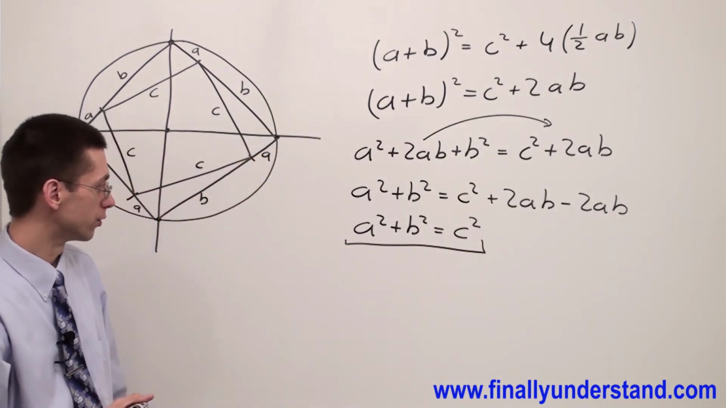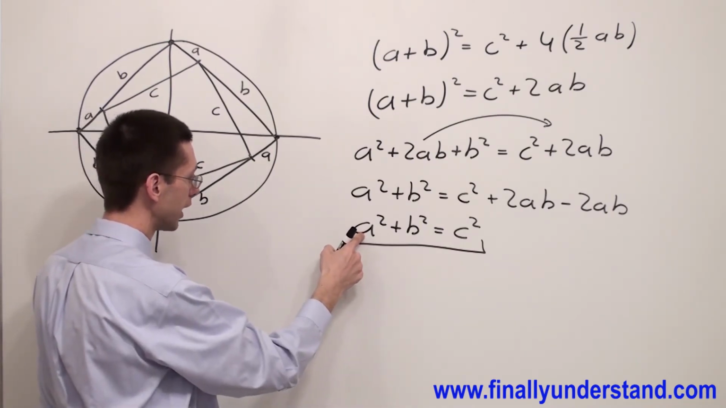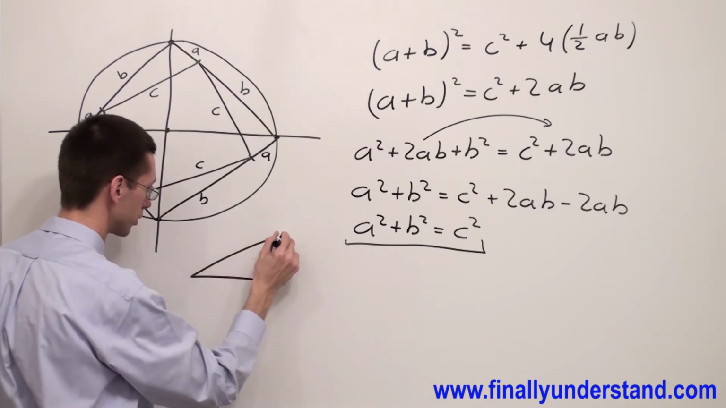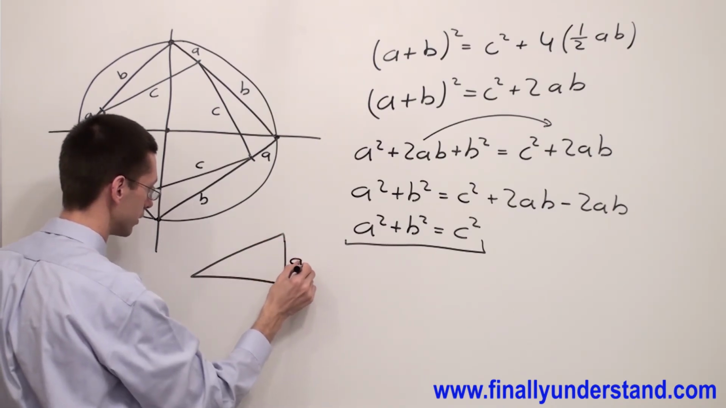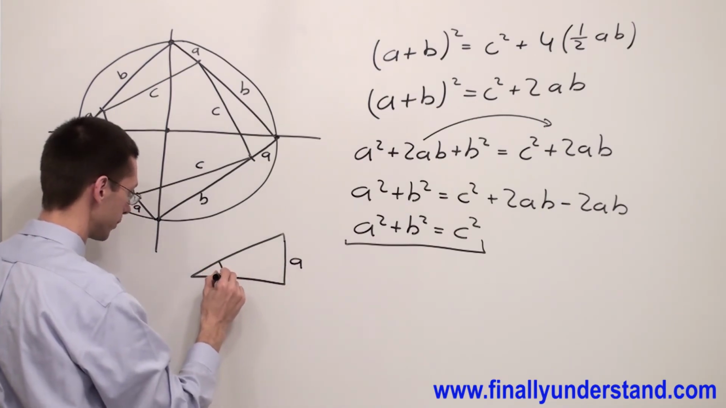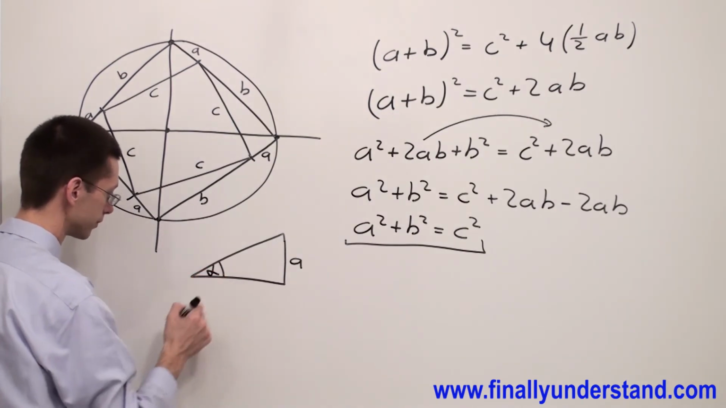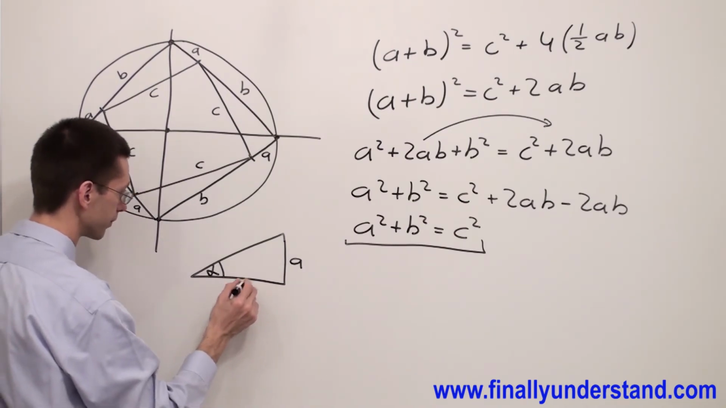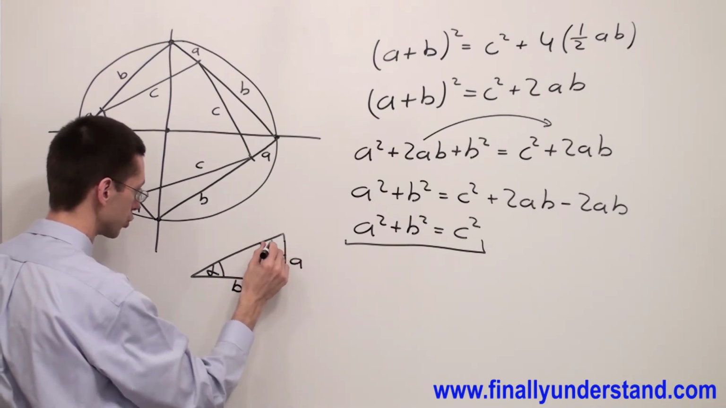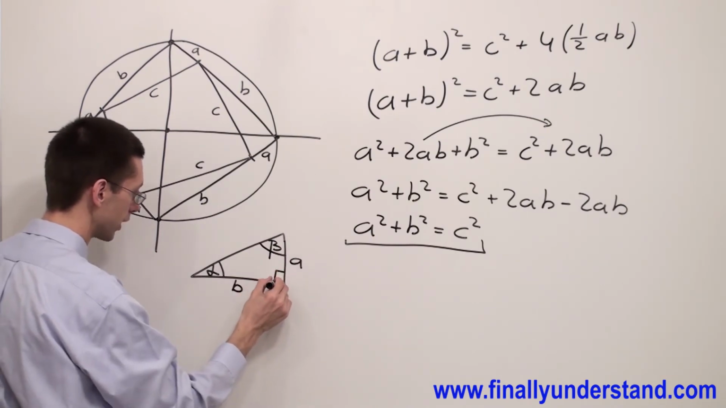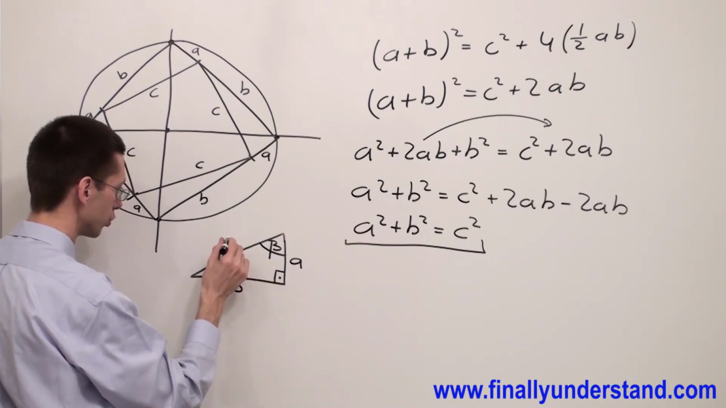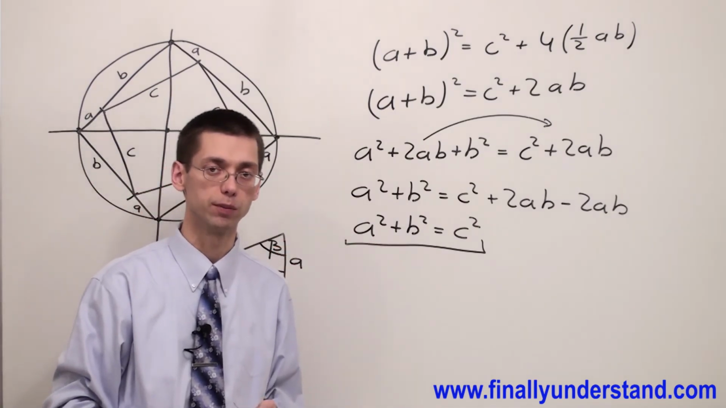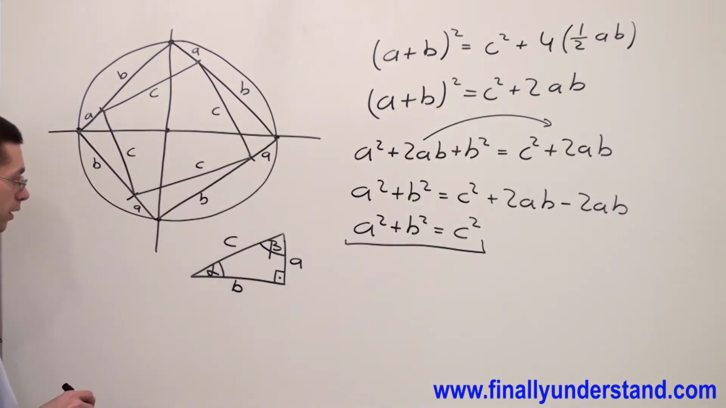Now let me continue. Let's say I'm talking about A. This is the side which is opposite to my angle alpha. This side, which is called adjacent, is going to be called B, and the angle opposite to this side is called beta. And this is my right angle, and the side opposite to the right angle is called C. Okay, so this is my triangle. The Pythagorean theorem is going to help me solve problems with right triangles.